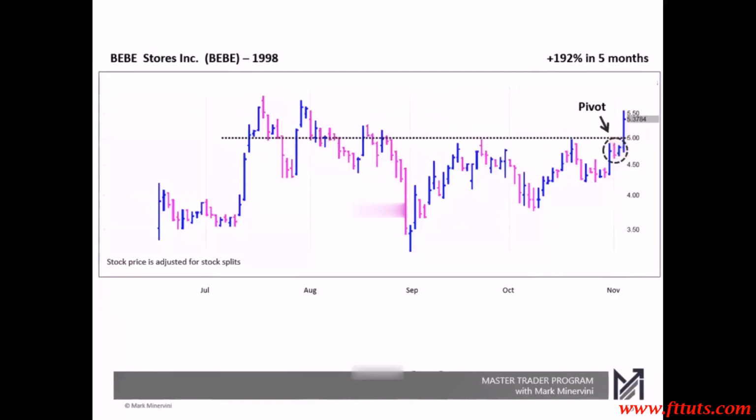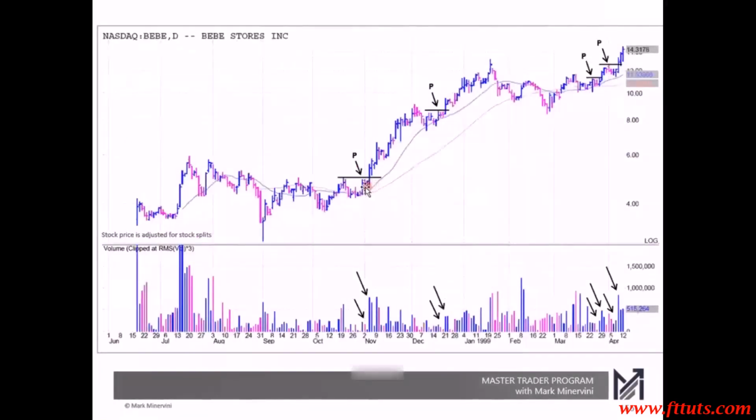I'm going to show you example after example here. So here's right here where we just looked at, and then you got another opportunity here, and then another opportunity here and here. So you've gotten all these opportunities in this stock. So again, if you miss this buy point, you got more buy points to take advantage of.